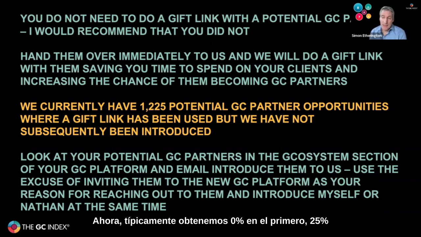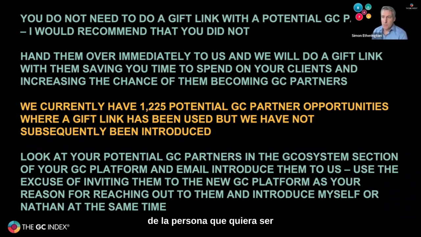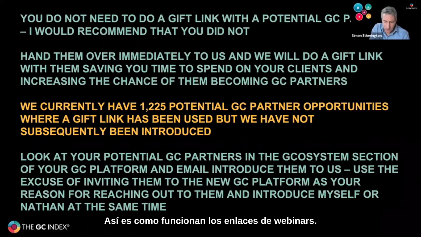Now, typically we get 0% on the first one, 25% on the second one, and 75% on the last one. So all of those then become gift links. What you do there is you request a gift link, a link to be unlocked, because you've now got written or verbal written confirmation from the person that they're happy for you to take them through their profile. So now GDPR is okay, and then we can unlock them for you. So that's how webinar links work.